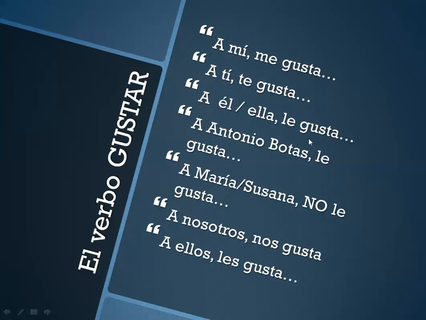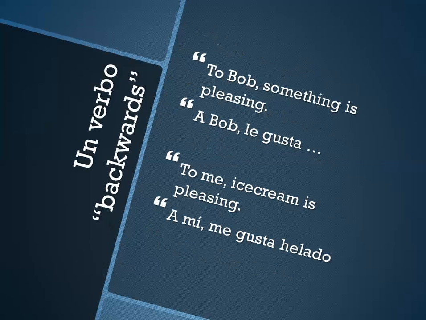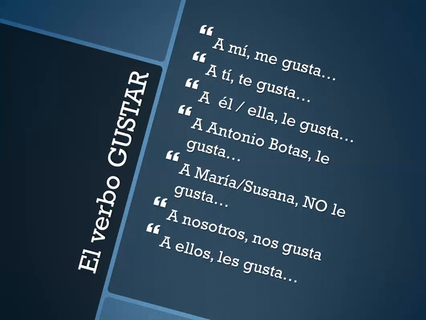right? But if we have people that we're talking about, we're not sure who he, she, or it is. So for example, if you want to specify the person a little bit more clearly or reiterate the person, then you put this little phrase in the front. A él, or a ella, or a Antonio Botas, or a Maria, or a Susana, or a nosotros, or a ellos. You can put that, and I'll explain to you why that is on the next page. But you have to have that phrase in front. So it's a mí me gusta, a ti te gusta.